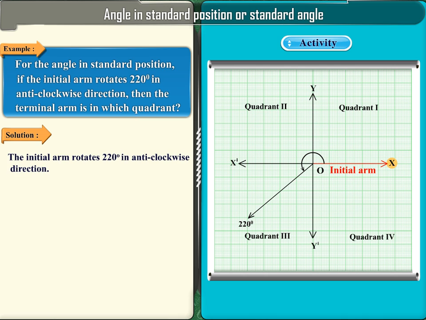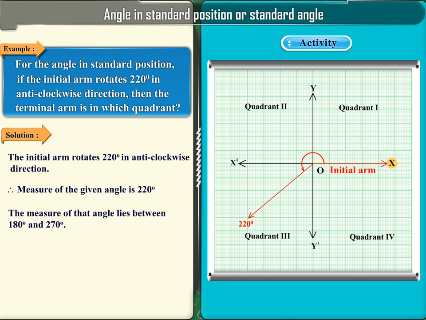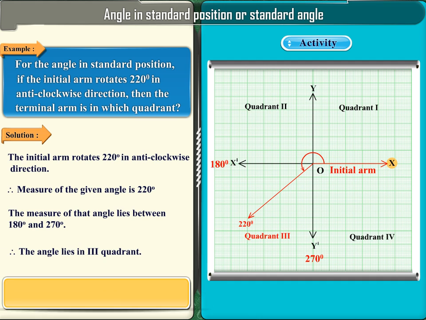Since the initial arm rotates 220 degrees in anti-clockwise direction, the measure of that angle is 220 degrees. If the measure of angle lies between 180 degrees and 270 degrees, the angle lies in the third quadrant. So, the answer is the terminal arm of the given angle lies in the third quadrant.